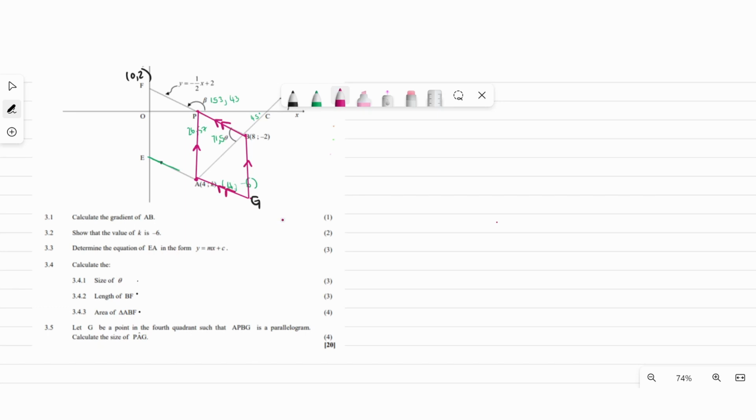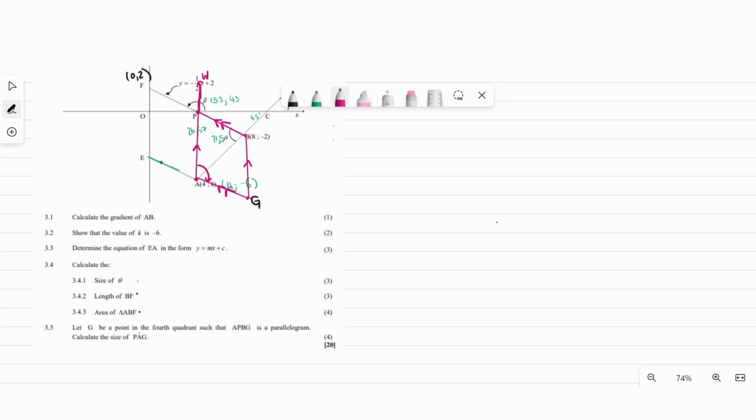So what they want is, they tell us to calculate angle PAG. Since the cap is at A, they want us to calculate this angle. If I extend this line and let it go up, and after extending it, I call this W, what can I do?